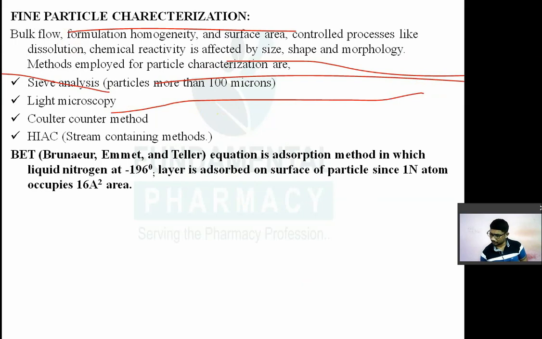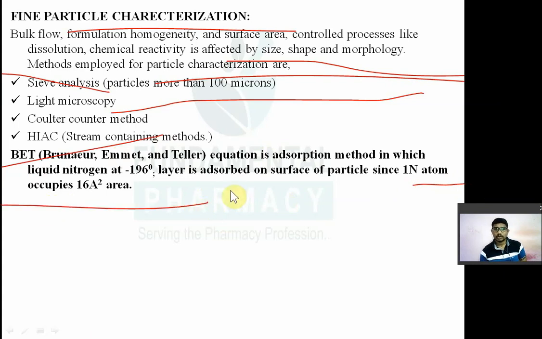Now BET theory means Brunauer-Emmett-Teller theory. It is a theory for adsorption, for determination of surface area of particles by adsorption. We have seen it in physical pharmacy. So, BET equation. Remember over here, one nitrogen atom or one nitrogen molecule will occupy an area of 16 angstrom units.